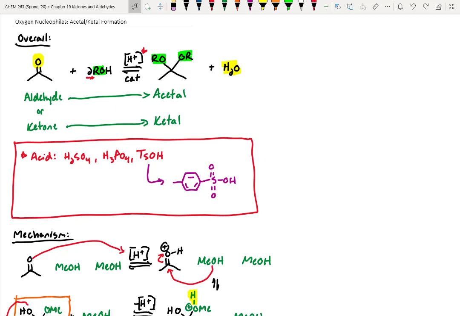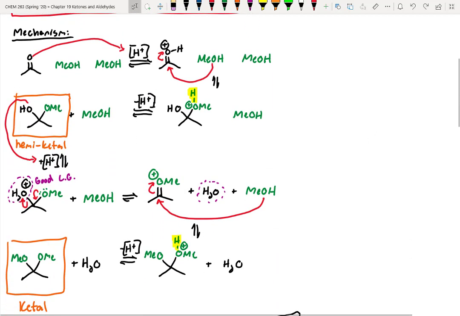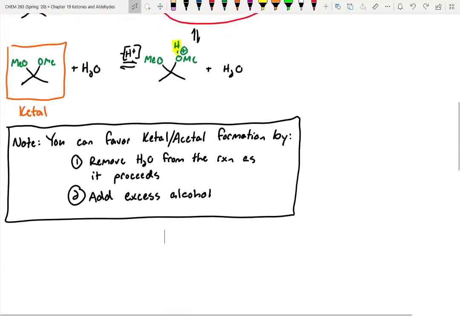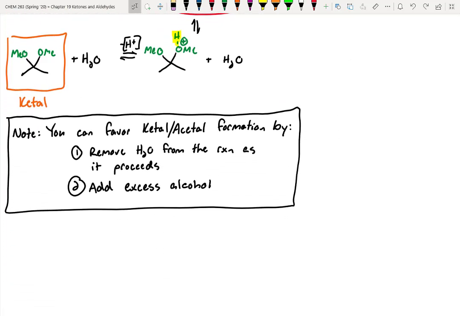All right, so in our last video, we covered the mechanism for converting an aldehyde to an acetal or a ketone to a ketal. And as we saw, the mechanism was pretty steppy, but ultimately in the end, we're able to add two equivalents of alcohol to the carbonyl to form our ketal or acetal. Like I said, you can favor formation of the ketal or acetal by driving the equilibrium to one side or the other by removing products, in this case by removing water, or by flooding the reaction with starting materials. So for example, using excess alcohol.